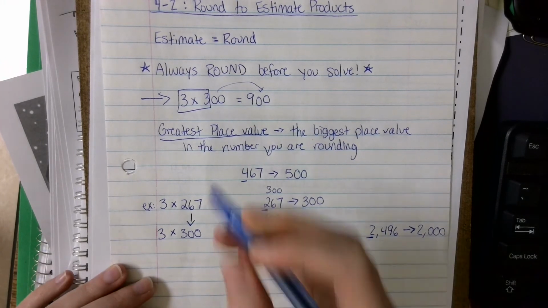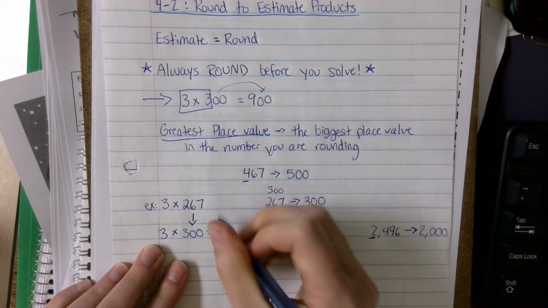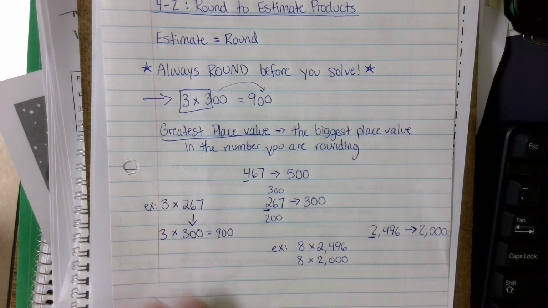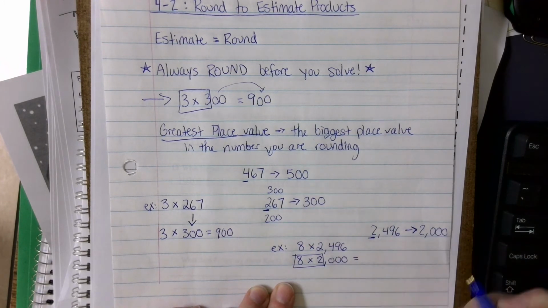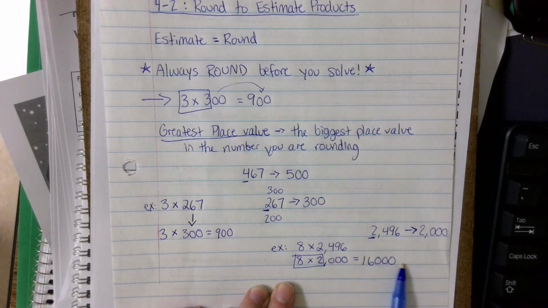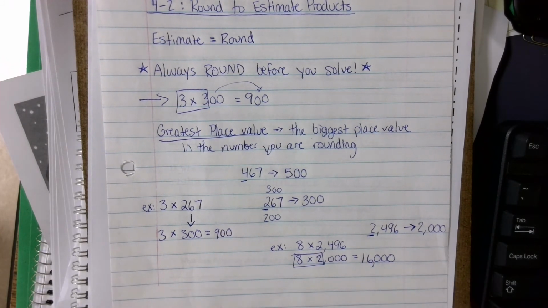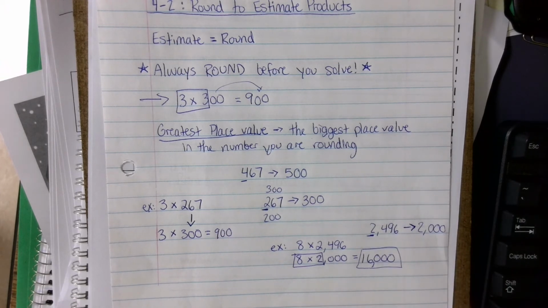And then I can solve. Oh, I didn't solve over here. Well, I had already solved up here. 3 times 300 is 900. I think that's why I kind of skipped through that. But 8 times 2,000, I'm going to do 8 times 2, which is 16, and then put my 3 zeros on. Now I need to figure out where my comma goes. 1, 2, 3, scoop. And now I'm done. So that's my final answer. So if I was told to estimate the product of 8 times 2,496, 16,000 would be my answer.